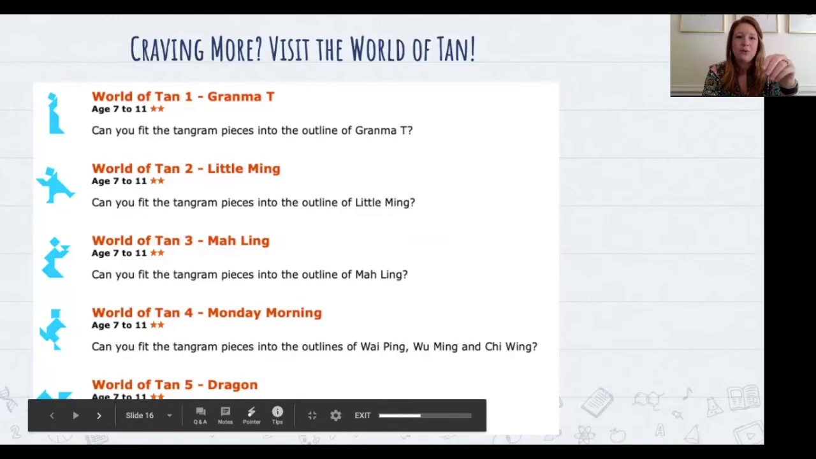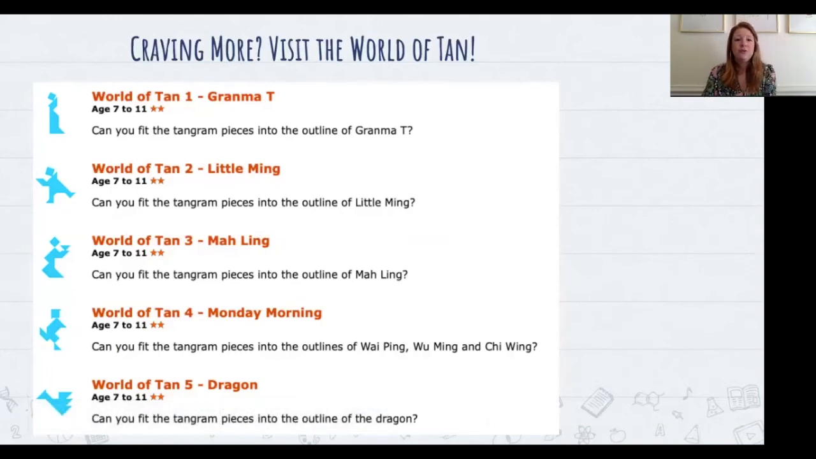I have one more task for you, and that's called the World of Tan. So if you go back to where you found today's link, you're going to see one more link that will take you to the World of Tan, and the page is going to look like this. Once you're there, there are, I believe, 30 different puzzles that you can work on and solve. And you're going to be using your tangram pieces to fit the outline. So for these, they're going to be a little bit more challenging because they're not going to give you the lines. They're not going to show you where it goes. You're going to have to try it out.